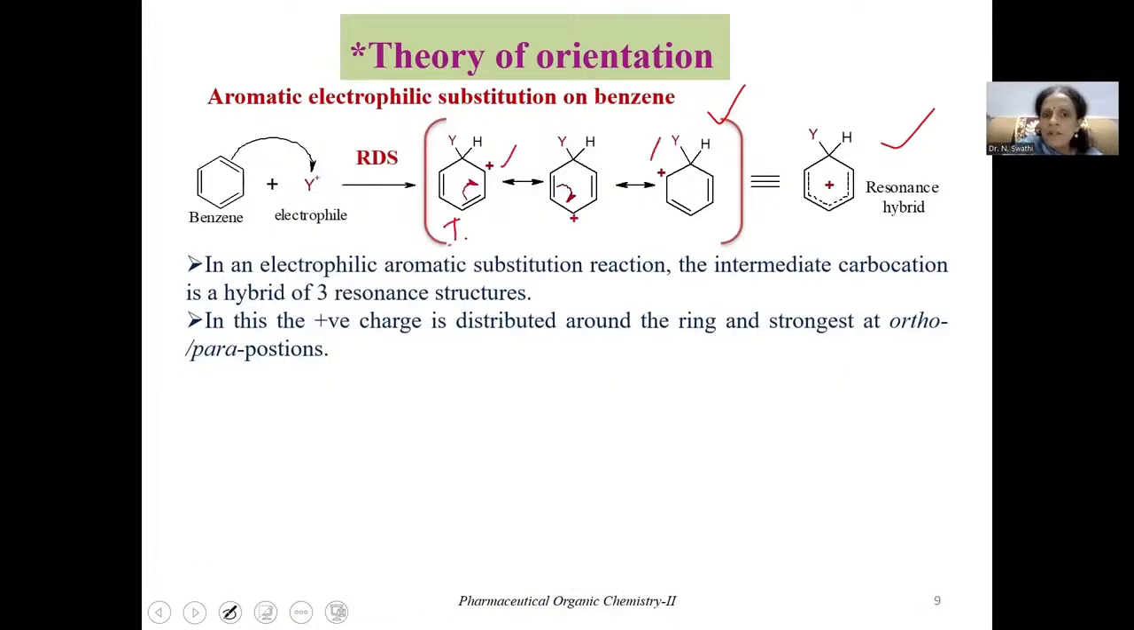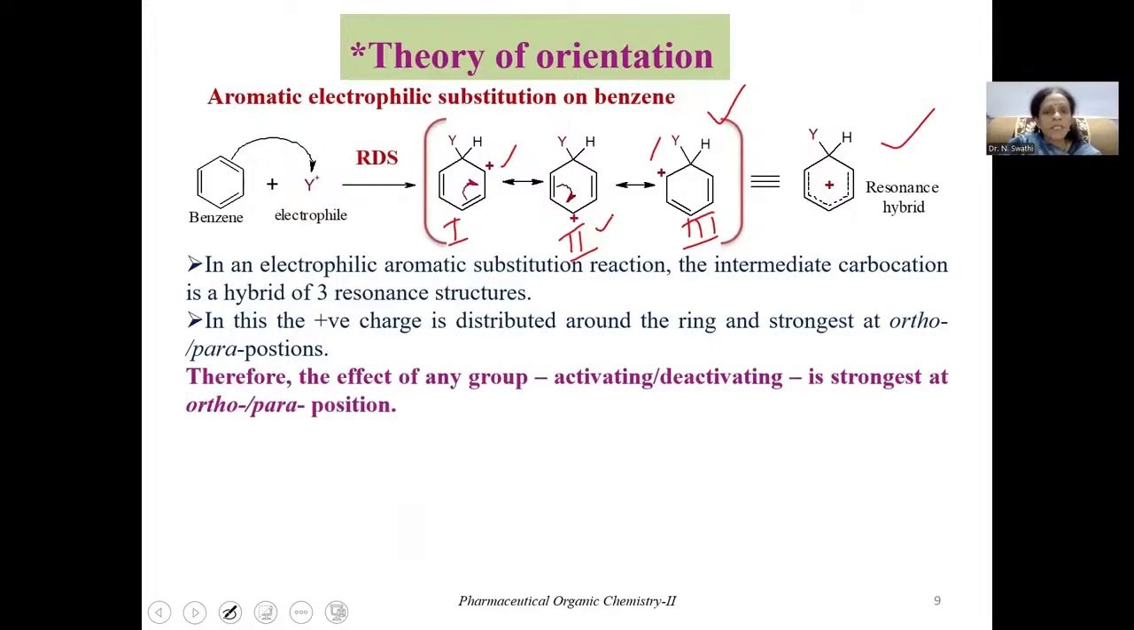In the first and third resonance structures, the positive charge is present at the ortho positions, while in the second resonance structure, the positive charge is present at the fourth position, that is the para position. So even though this positive charge is distributed around the ring system, it is strong at both ortho positions and the para position. That means the effect of the group, whether it is of an activating or deactivating nature, is strong at the ortho and para positions.